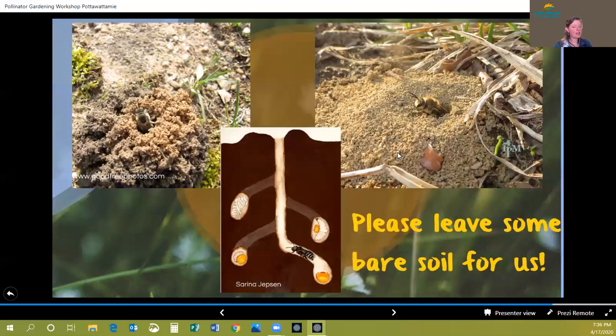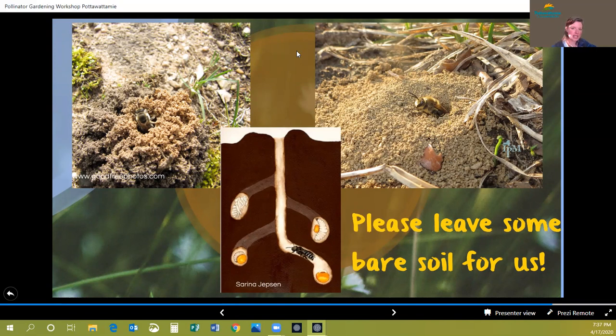Okay, bare ground. Now this is something that a lot of people have a problem with, and I get it. We've all been told it looks ugly, it's bare, you need to cover it, your grass is dead, you're a bad person, right? I'm sure we've all heard it in some way. But it's so important, way more important than I ever thought.